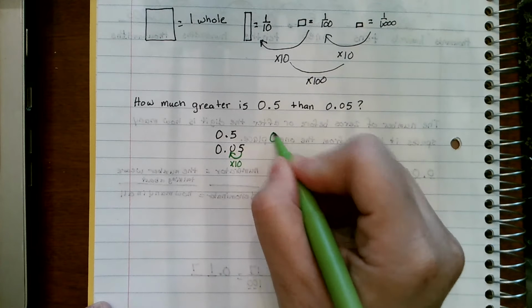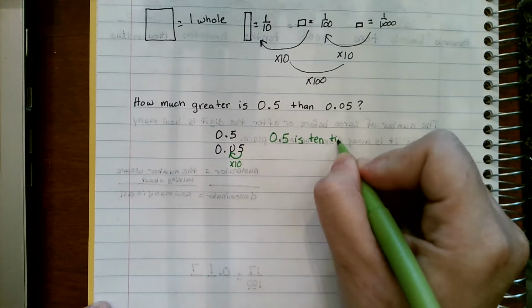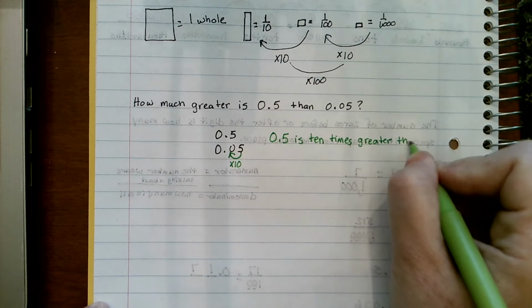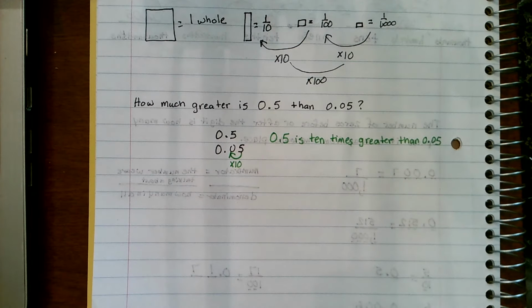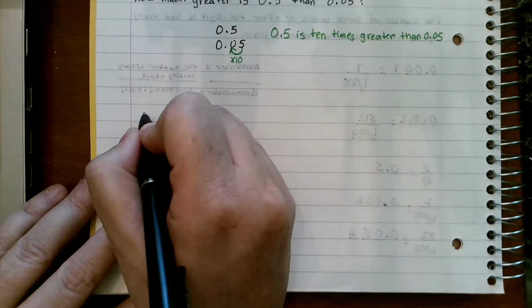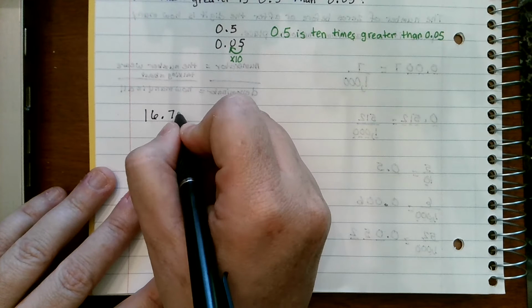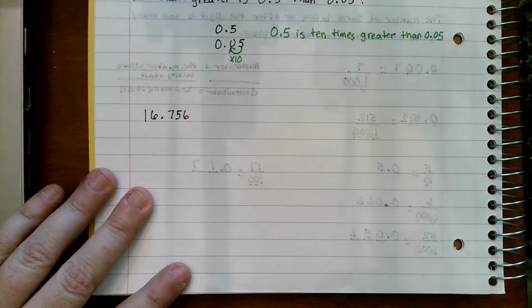So that means that 0.5 is 10 times greater than 0.05. So if I had another number, let's see, I have the number 16.056.